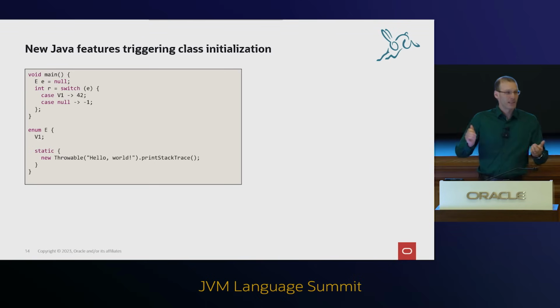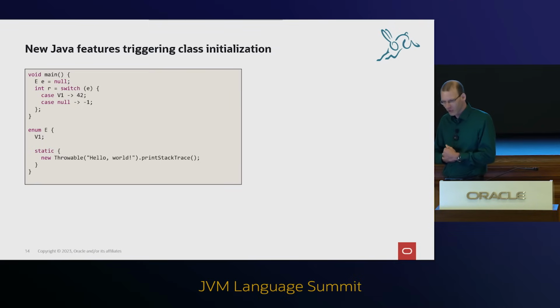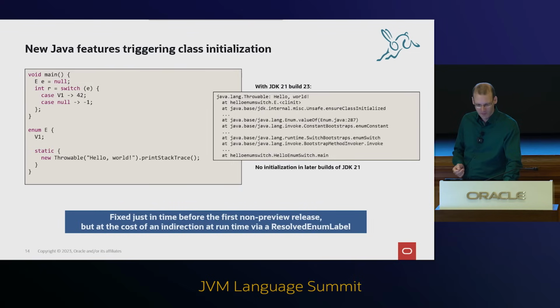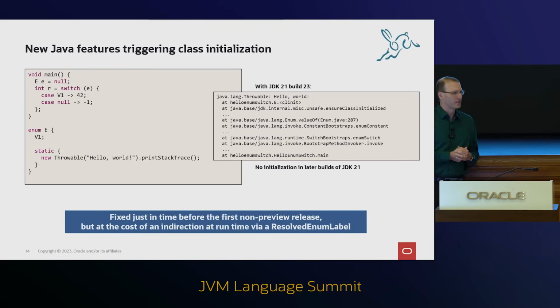You also need to be very careful with new Java features triggering class initialization. So Java 21 is adding enum switches, where you can now have null values. And the way it's implemented is with a bootstrap method that does some internal lookups. And when that whole feature was first merged and integrated into JDK 21 build 23, oops, you had class initialization of this enum, even though I'm never using the enum because I'm only doing the switch on null.